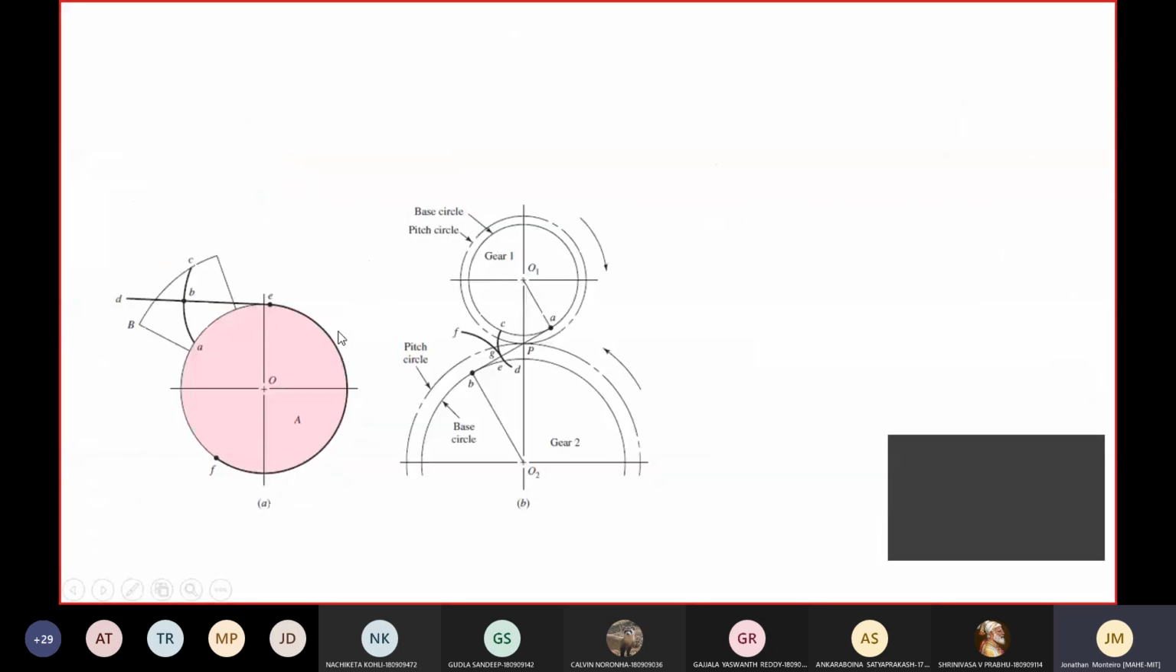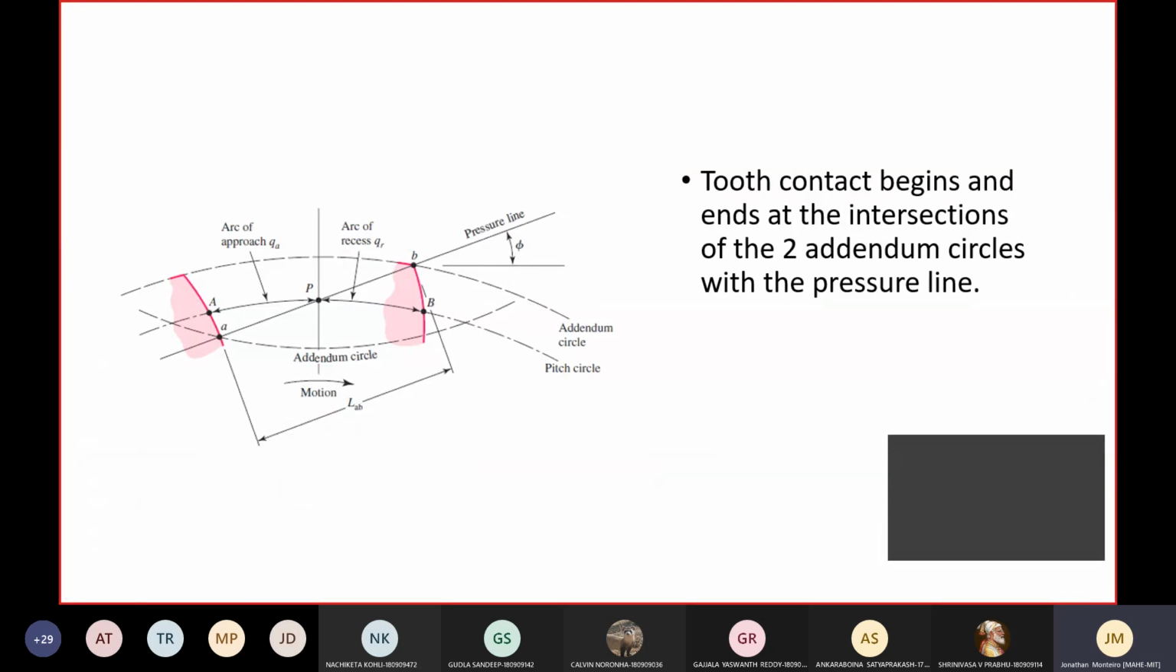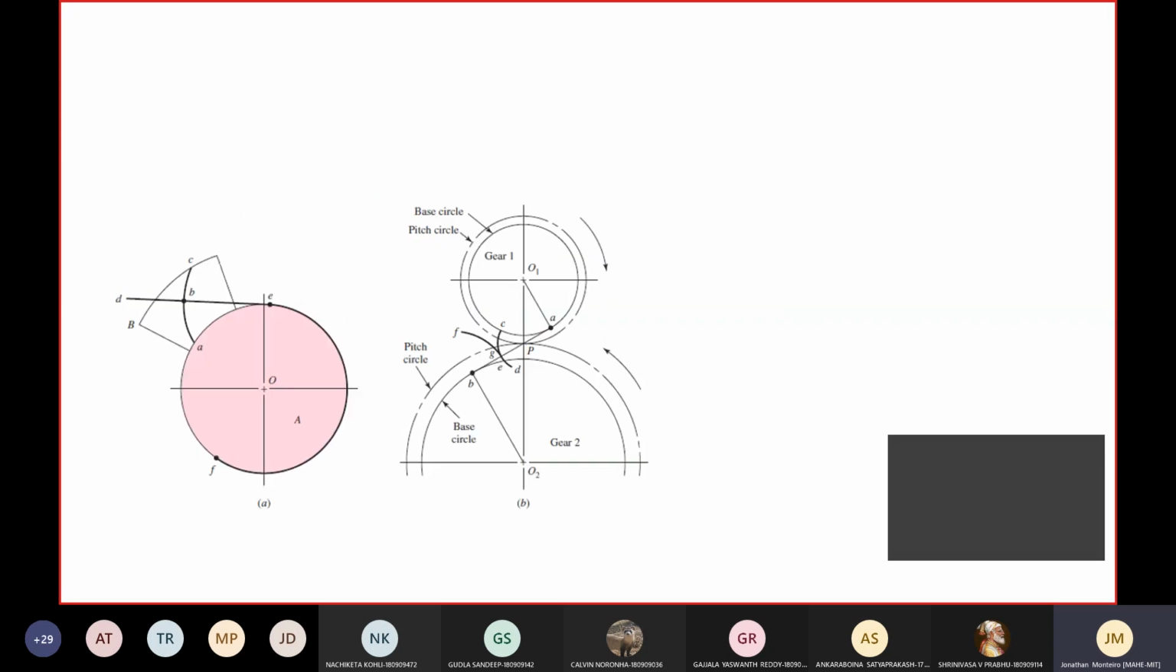So let us go to the slide here. You might have heard about the law of gearing, maybe in the lower semesters in one of the chapters. So what does this law of gearing tell you? The fundamental law of gearing tells you.